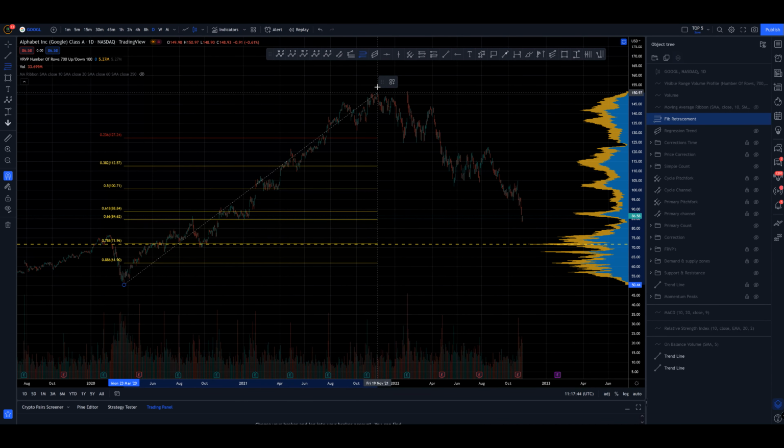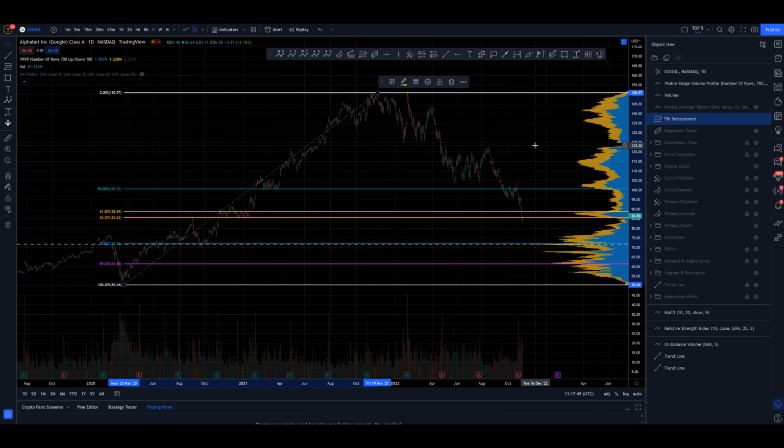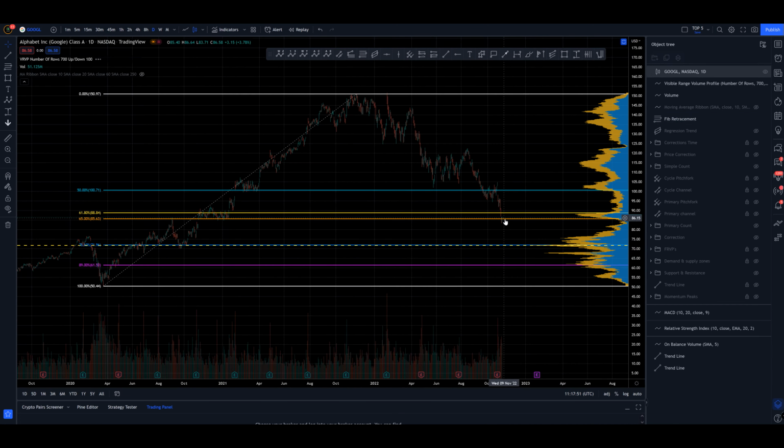So we're just going to come up to the high here and switch this over to my wave 2. Here's the golden zone. We've just breached it to a new low, but we've come to it. If you breach the golden zone, the 61.8, 65, it's likely going to try and push a little bit lower.